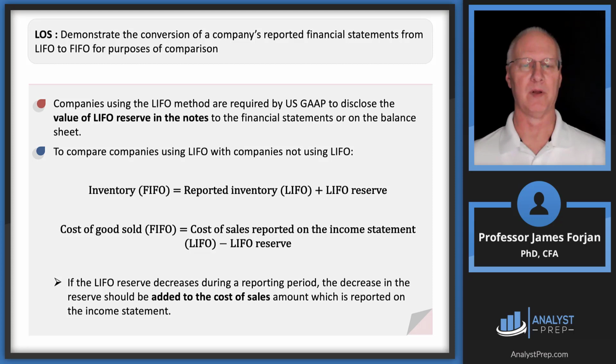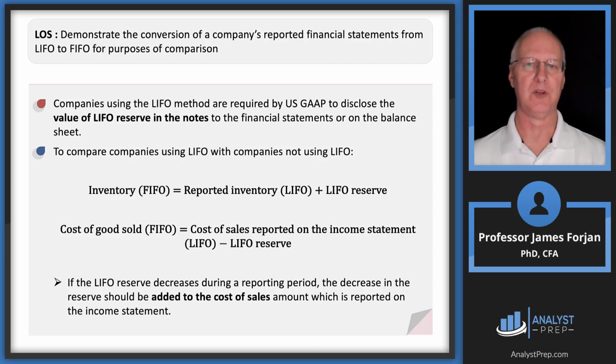Now look in the very middle there. There's a super simple formula. Inventory under FIFO is going to be the reported inventory under LIFO plus that LIFO reserve. And you'll see that here just in a second with an example that we have come up with. What we're going to find is this LIFO reserve has to be reported somewhere as some kind of a disclosure, and probably in a footnote.